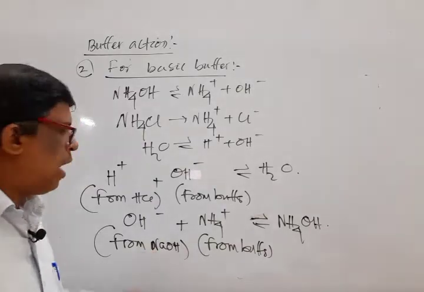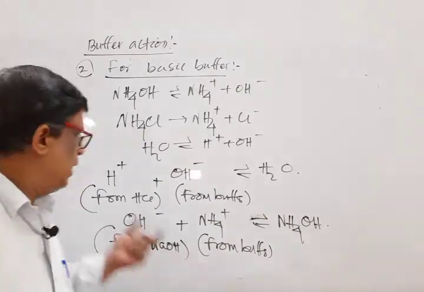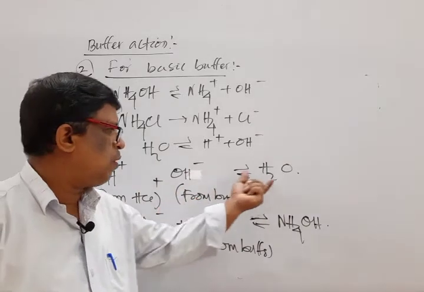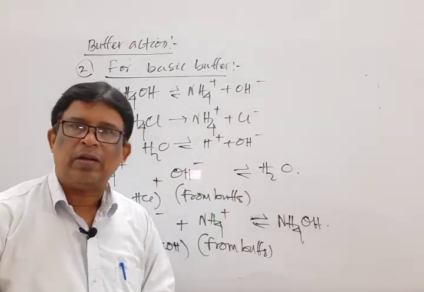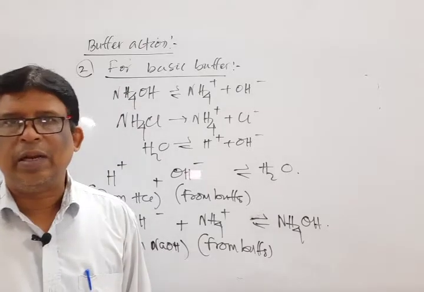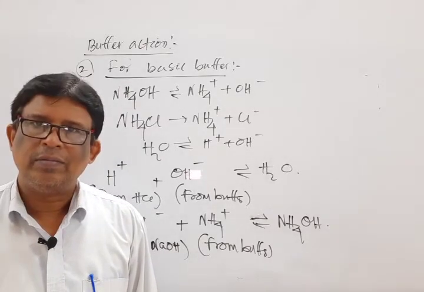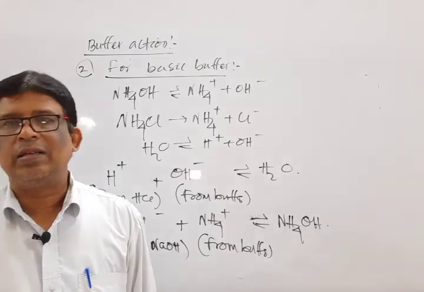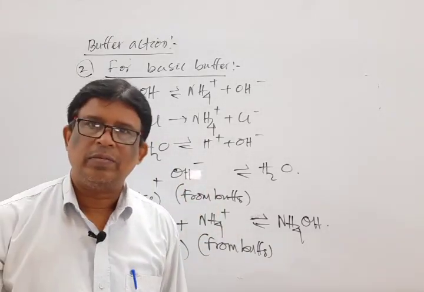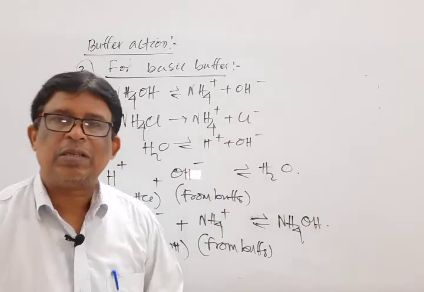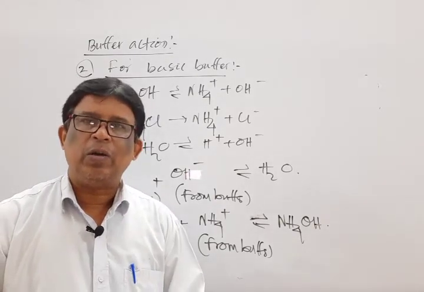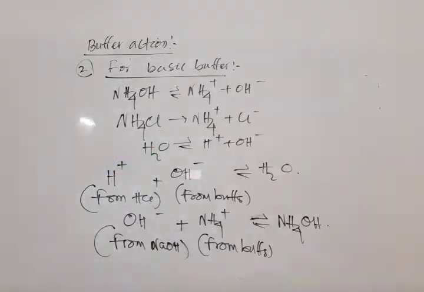Similarly, if we add a few drops of water, then also the H⁺ ion of water combines with the OH⁻ ion of the buffer, forming weakly ionized water, keeping pH as well as pOH constant. It is known as the buffer action. Next, we discuss another important one, that is the pH of a buffer, known as the Henderson equation.